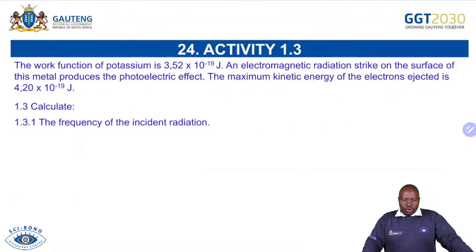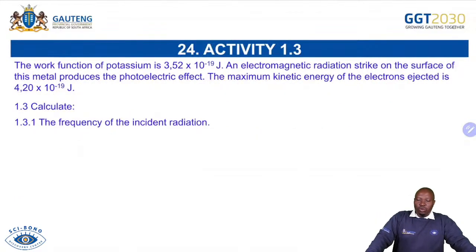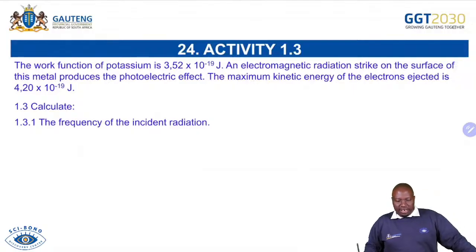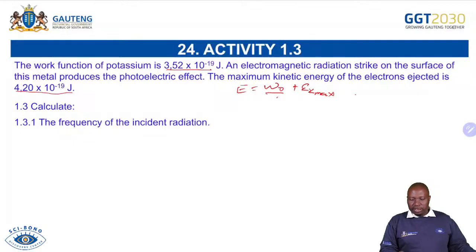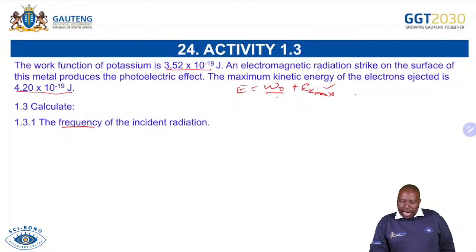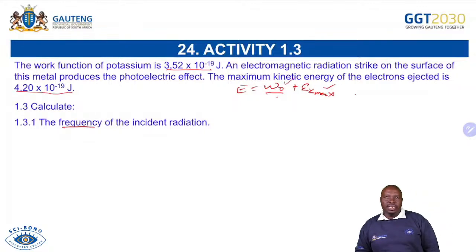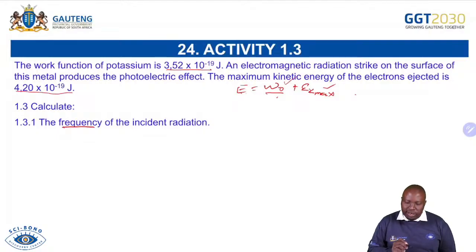Now let's move to 1.3, which is now a calculation. Activity 1.3 is based on the calculation. Remember, we still have that given information: we have the work function, we have EK. So you know E equals work function plus EK. EK max was given, W0 was given. Then let's see the kind of question. Calculate the frequency. Already you knew that because these are given, definitely the question when it comes will be based on this.